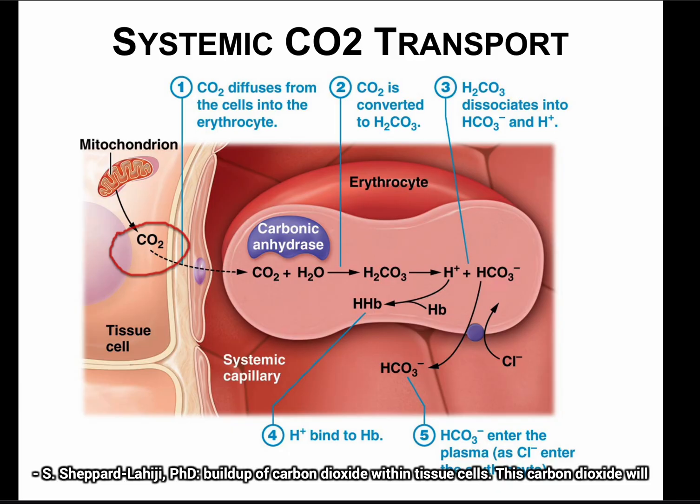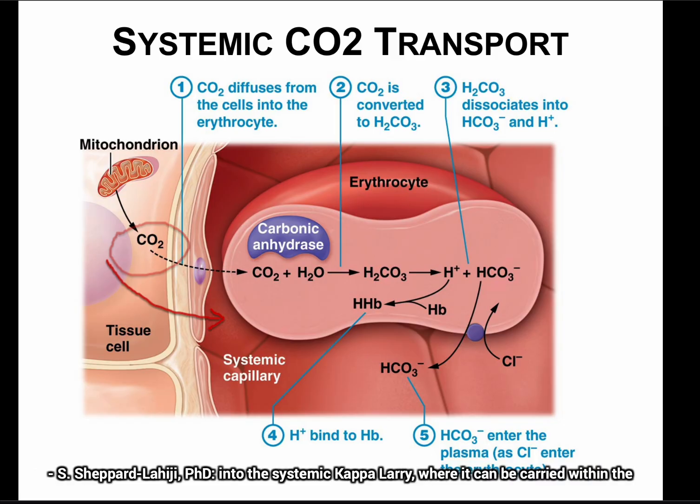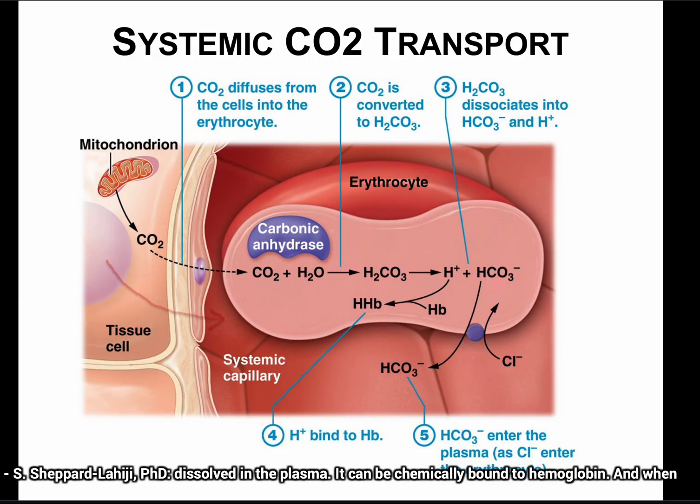So there's a buildup of carbon dioxide within tissue cells. This carbon dioxide will diffuse down its partial pressure gradient out of the tissue cells and into the systemic capillary, where it can be carried within the bloodstream. And it can do this in a few different ways. It can be dissolved in the plasma. It can be chemically bound to hemoglobin.